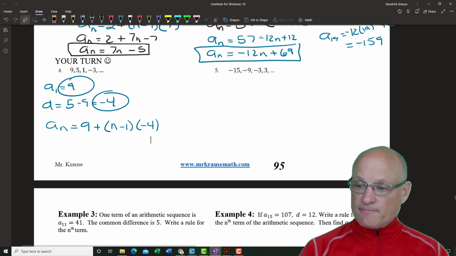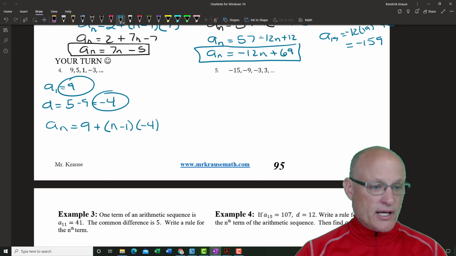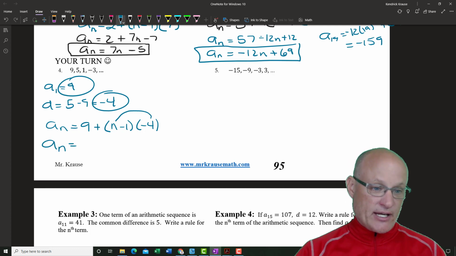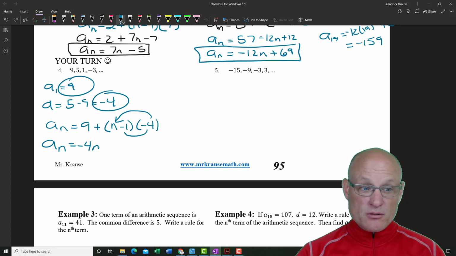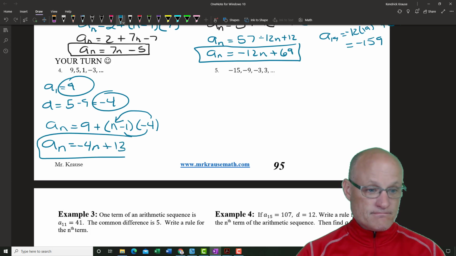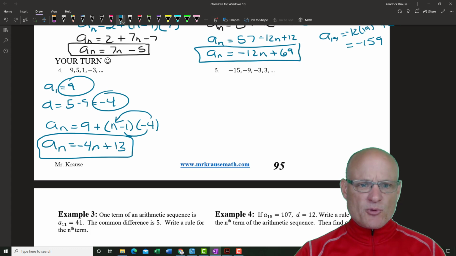Now, keep working through that. And what we'll get is, I'm going to speed this up a little bit, negative 4n. And when I multiply these two together, I get plus 4, plus 9 is plus 13. Done. This one, a sub 1 equals negative 15.